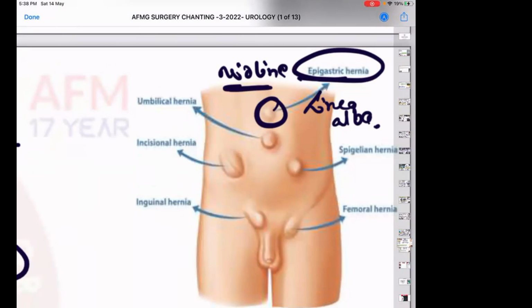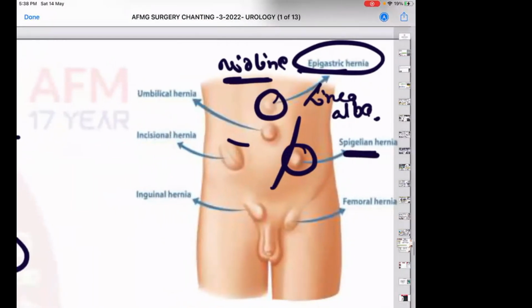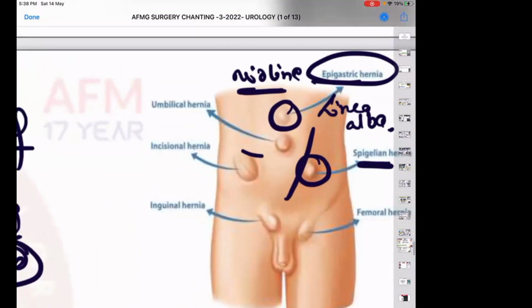Then next you can see the lateral border of the rectus abdominis. At the lateral border of the rectus abdominis muscle, which hernia is seen? Spigelian hernia. Then at the level of the umbilicus, it is the umbilical hernia, which is usually present at birth.